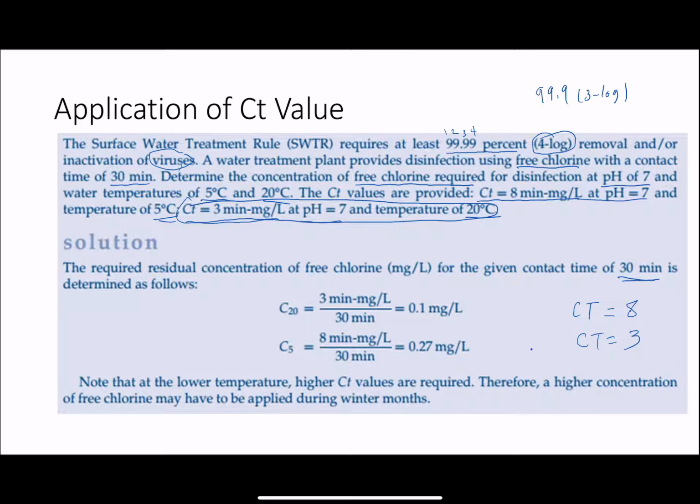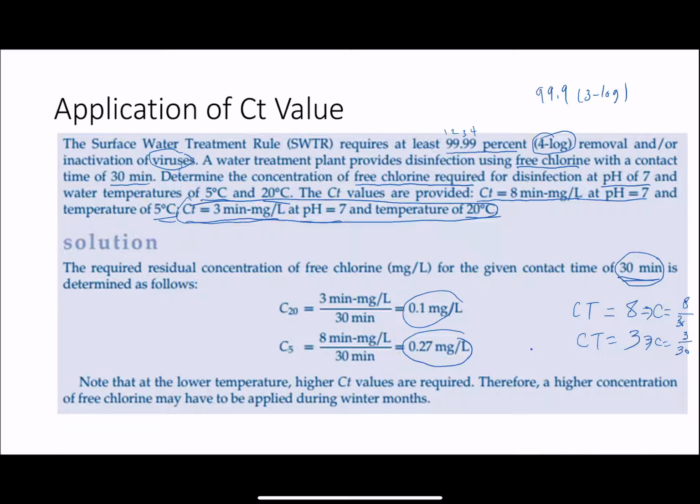Let's look for the 8 minutes, milligram per liter. What was the time? The time here that we're going to be using is 30 minutes. So we find the concentration by dividing 8 milligram per liter over 30 minutes. And that gives you 0.27 milligram per liter of the disinfectant agent that they're going to be using, free chlorine here. And the next one is concentration equal to 3 over 30 minutes, and that's 0.1 milligram per liter.